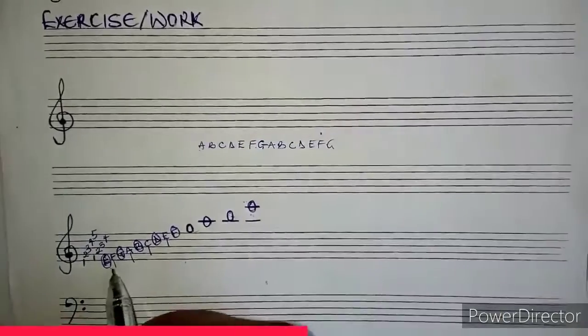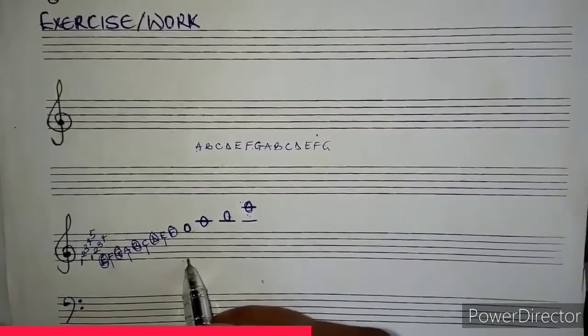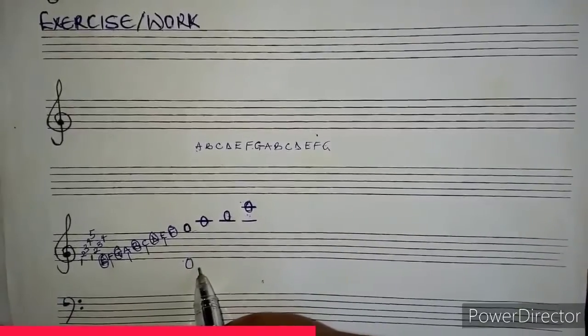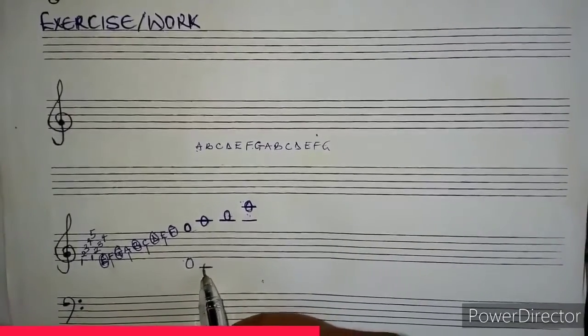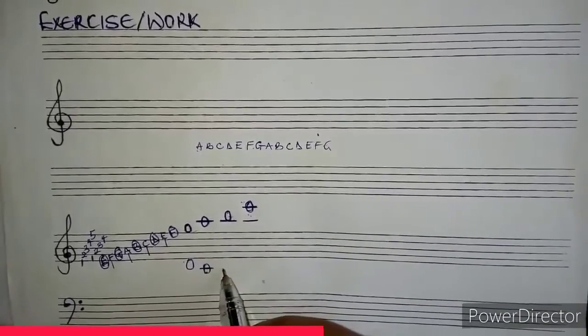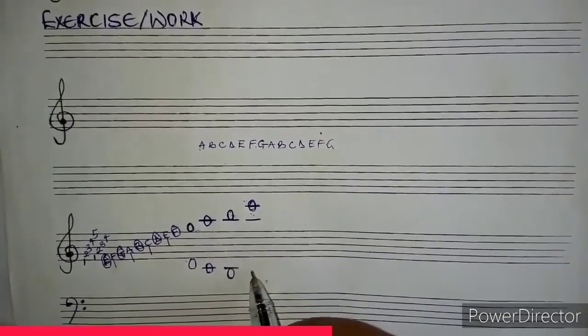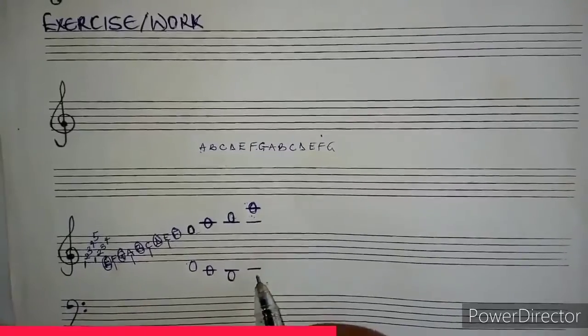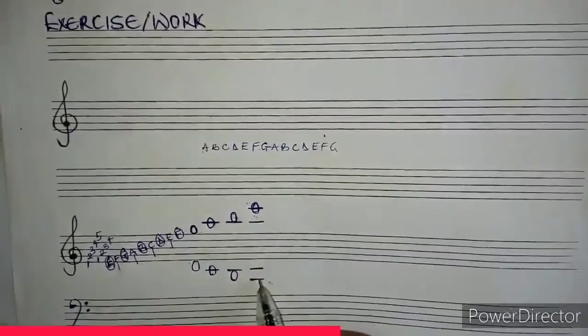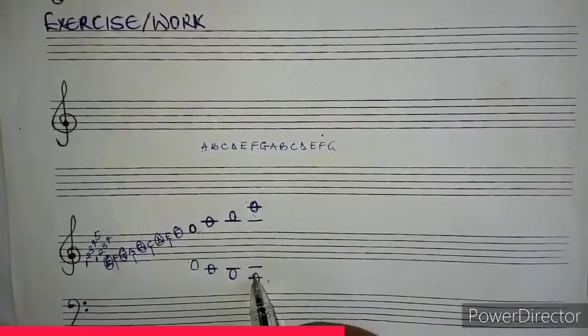Let's do the same way below. I'll put my note here. I'll put it on top. Is it not so? Okay. I'll add the ledger line again. I'll put it before. I'll put my ledger line. And put another ledger line. And put this one on top of the ledger line.